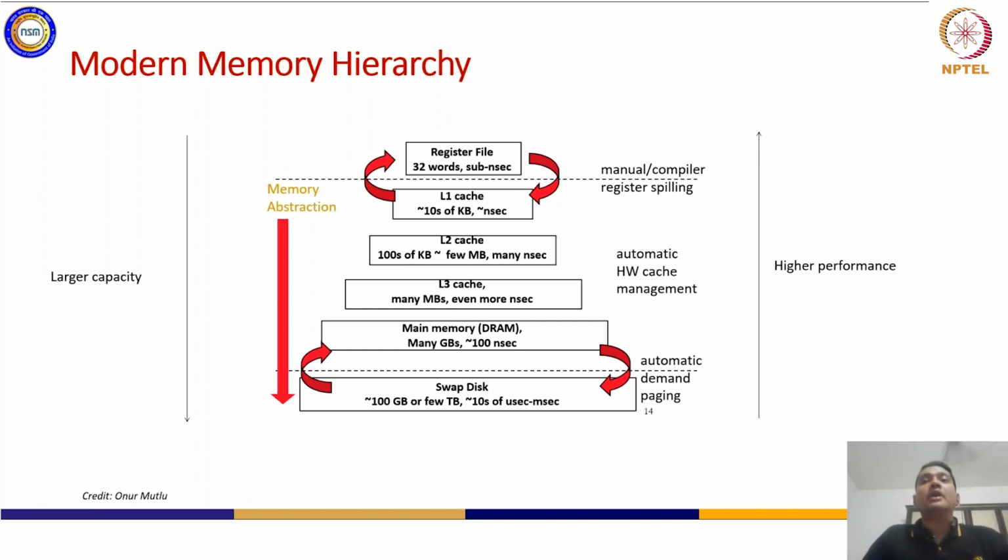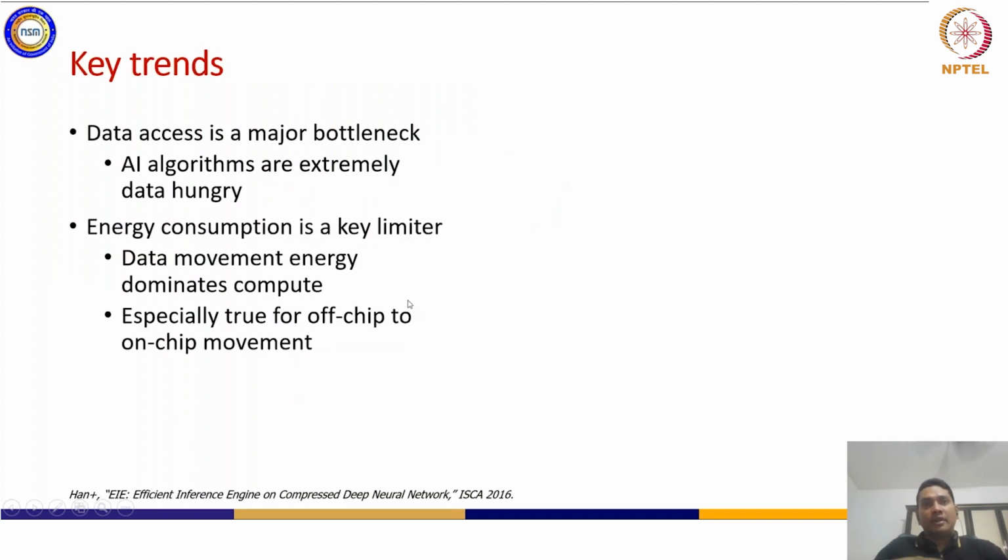Now, why is it important from the AI computation or AI benchmarks point of view? Because from the AI benchmarks, we have seen that we need a lot of data to be accessed for training these benchmarks, right? And when we talk about data, memory is the first thing that comes to mind, because memory is where you store the data. So what modern systems are doing is, because access times are very low for the L1 level of cache, you keep it closest to your computing unit, your processor or core, and then you keep your L2 cache, then L3 cache, and you keep your main memory or DRAM and swap disk off chip. And that is what is actually happening nowadays.